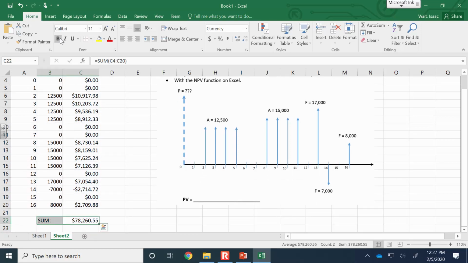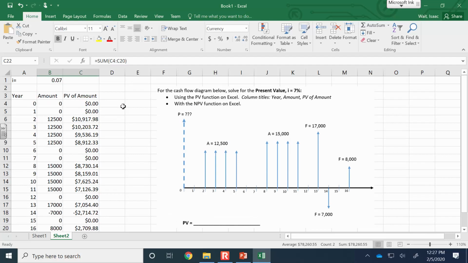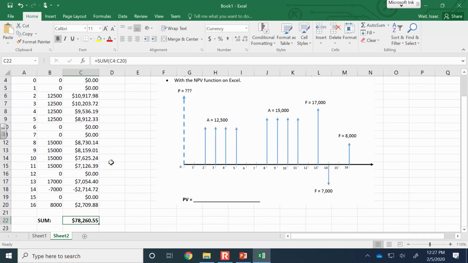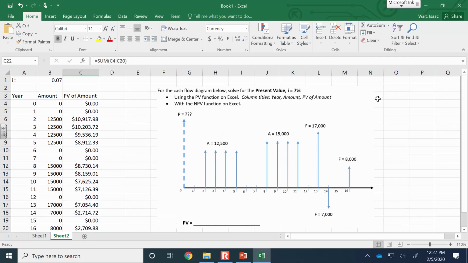78,260. So that is the present value of this cash flow. So like, what's the meaning of that? Well, if someone told you that you were going to get this over time or a single lump sum amount now, and if your applicable interest rate is 7%, then this is the amount that is the present value equivalent of these future revenues. So this sometimes comes up with the lottery.